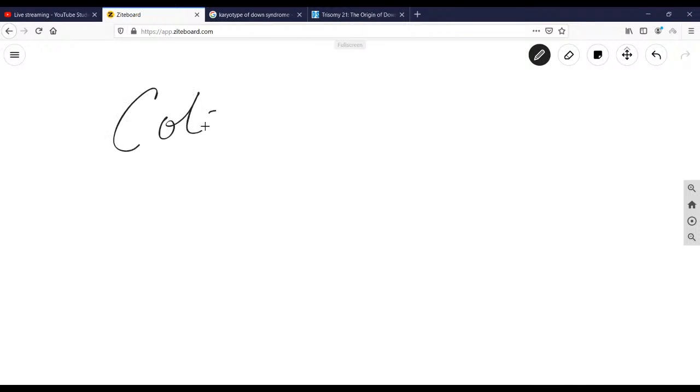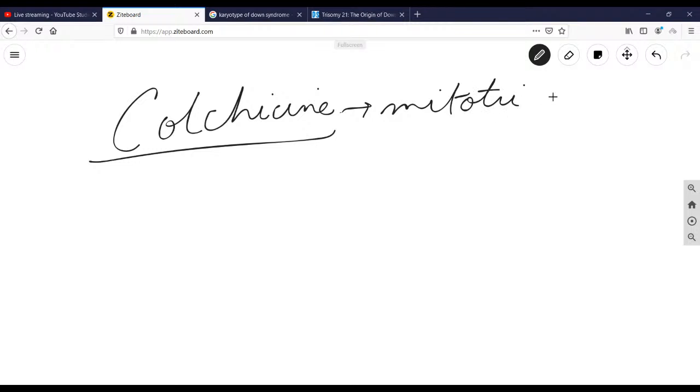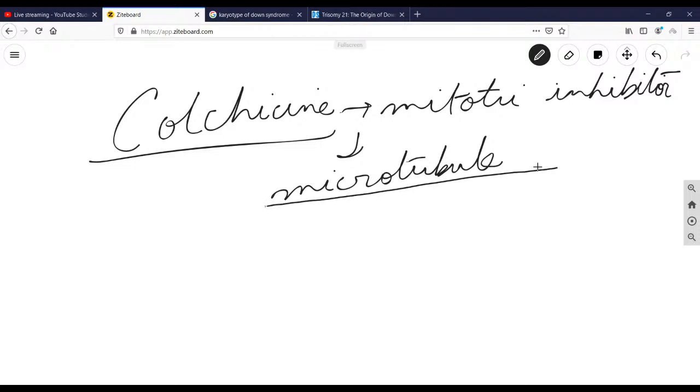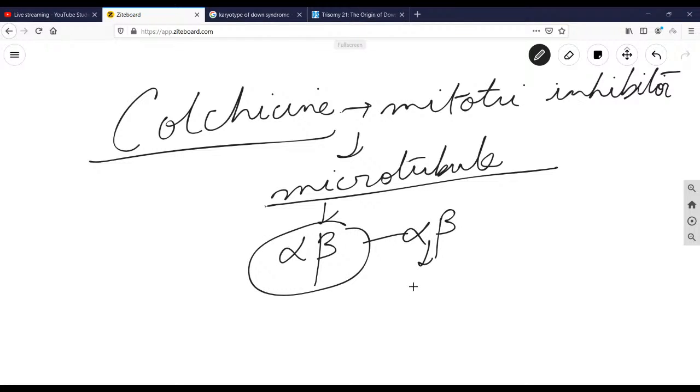This is the mitotic inhibitor. What it does is it inhibits the microtubule polymerization. So this I'll teach you later on in the NEET class. The microtubule dynamics, alpha beta tubulin, they form the dimerization via, you have GTP attached here, you have GTP attached here. This one will get dissociated, so this polymerization is stopped.